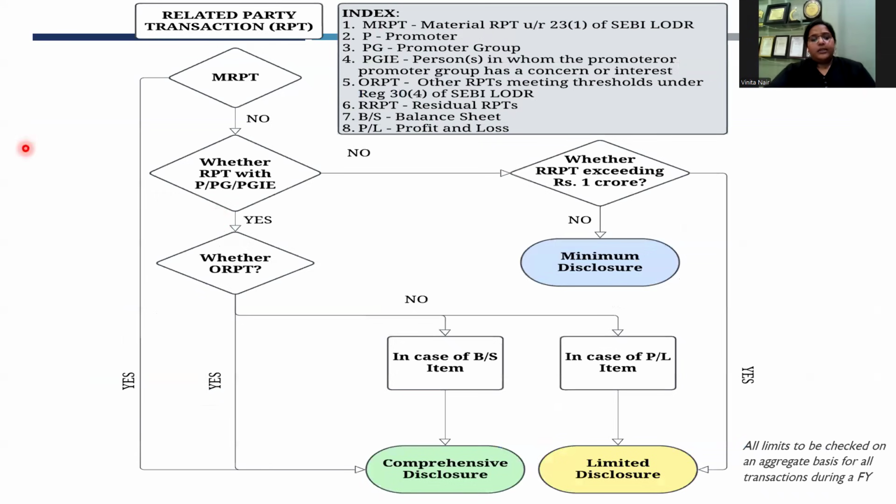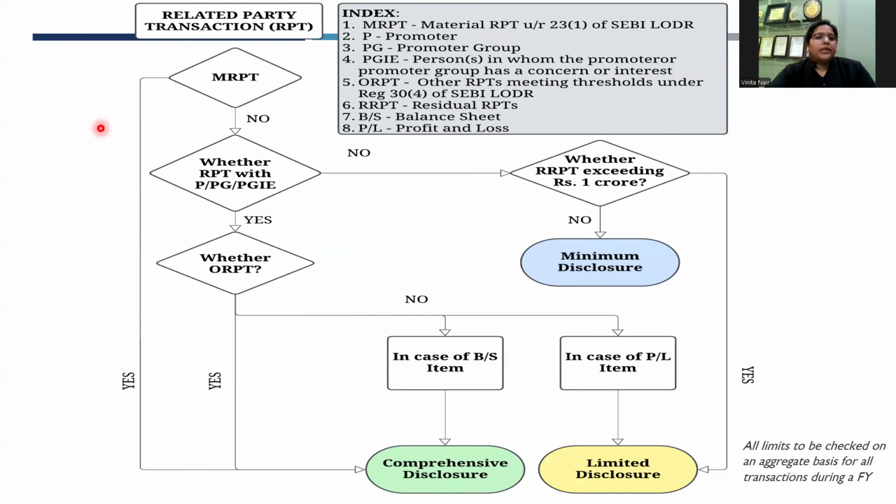Now let us understand what these disclosures are. The circular identifies three different kinds of disclosures, and we say there is one more kind. Either it's a case of comprehensive disclosure, or a limited disclosure, or a minimum disclosure, or there are no disclosures. In which situation each of these applies is something we will now quickly understand. But before that, let us understand the concepts.